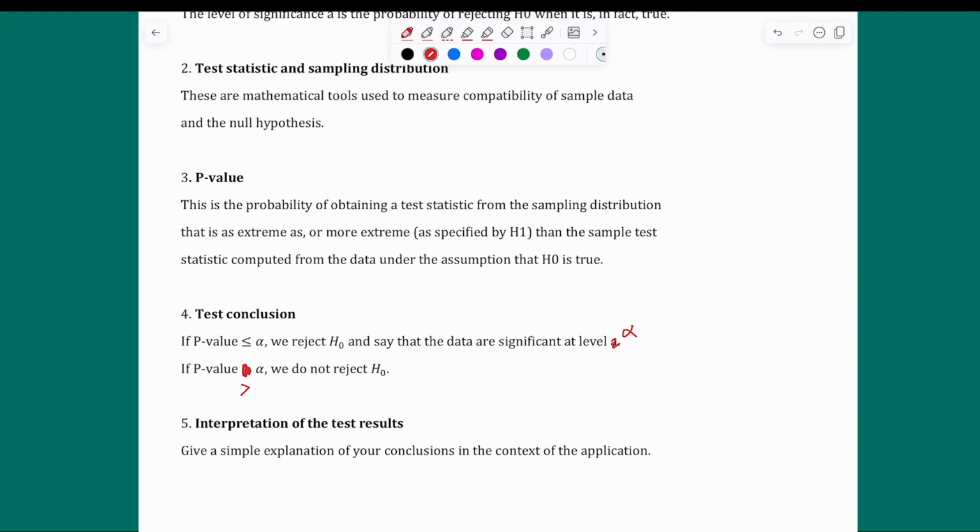And then finally, you interpret the results of the test, giving a simple explanation of your conclusions in the context of the application, so someone at the bus depot will understand you. All right, so that's my quick introduction to statistical tests.